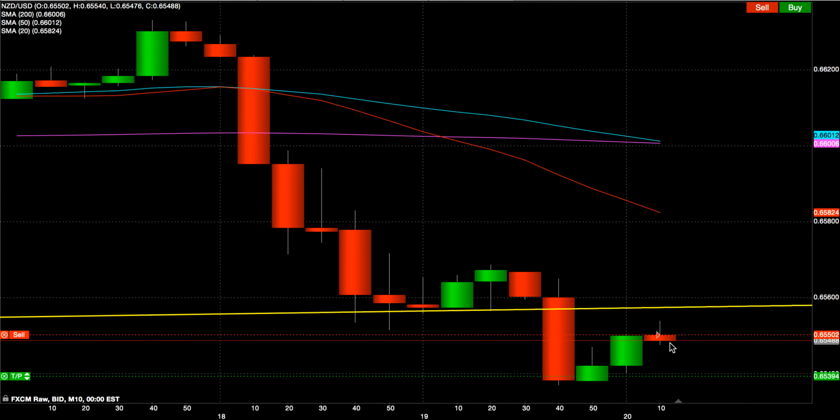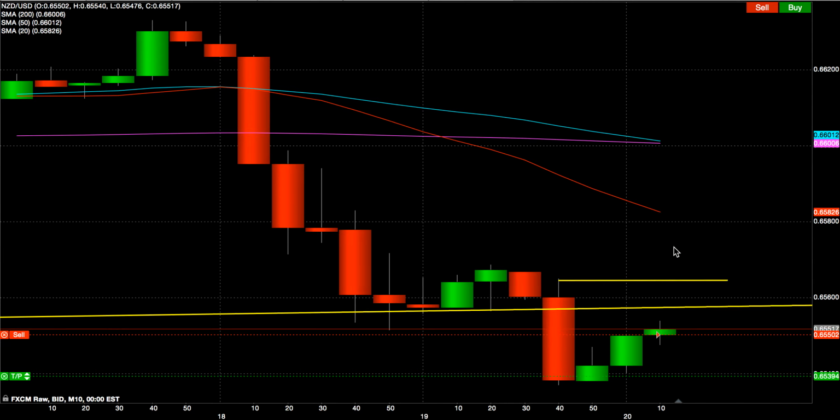Now this could move back up here and retest this bar high. That would still be bearish. Should this break this bar's high, should be about right here, then that would be a failed bearish pattern. Now I may buy some more, I may sell some more here.